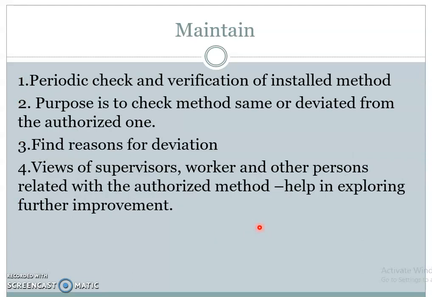So after installation, we have to check whether the method is successfully implemented or not. It requires periodic checking and verification of the installed method. Then we have to look at the purpose, that is, to check whether the method is the same as or deviated from the authorized one. We have to check whether the method or work style has deviated from the existing method which was proposed. If there is a deviation, then we have to find the reasons for it. Why has the method been altered?